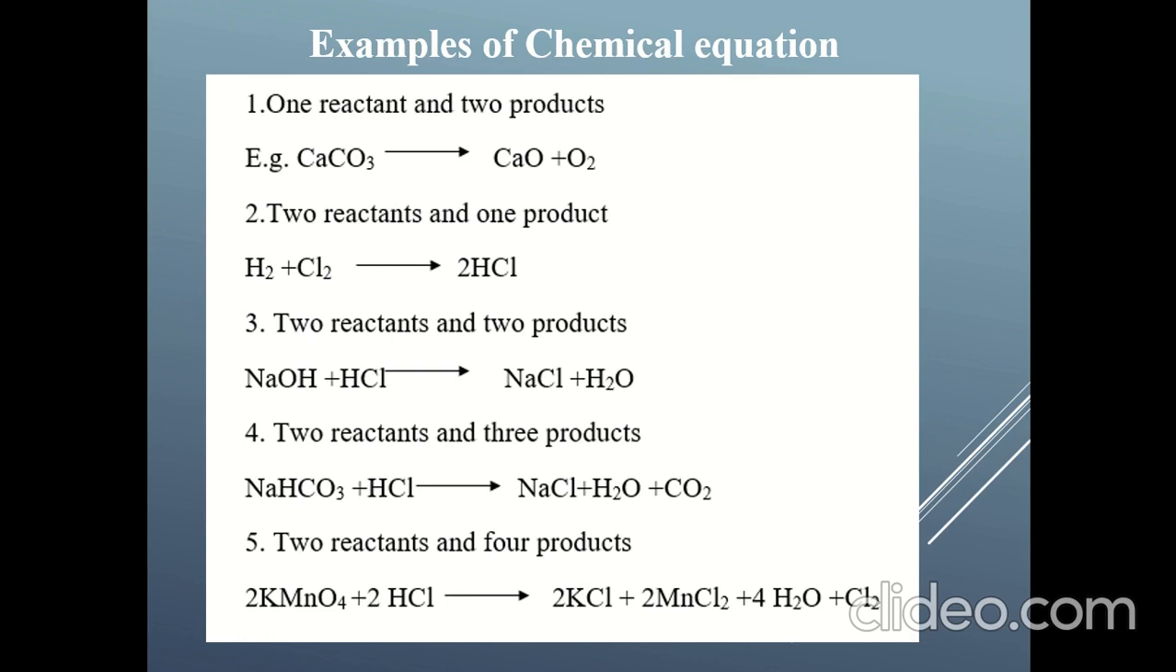And always remember that chlorine is a greenish yellow colored gas. So this is all about examples of chemical equations. There are a total of 5 types we have seen, where one reactant reacts to give two products, two reactants react to give one product, two reactants react to give two products, two reactants react to give three products, and two reactants react to give four products.